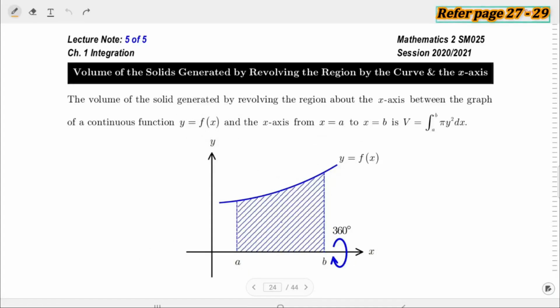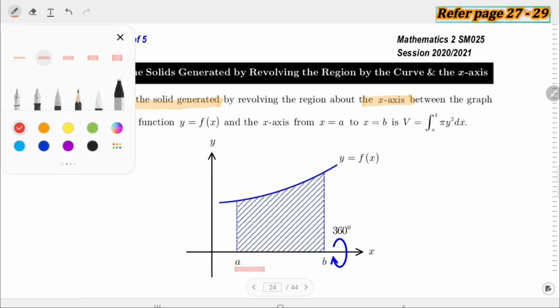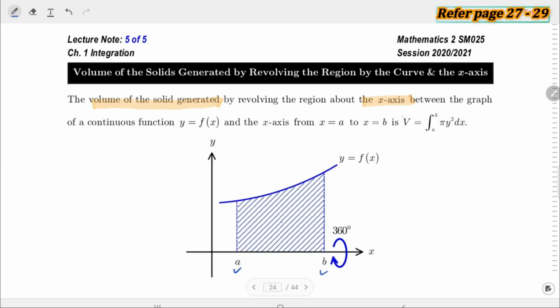Okay, now we have reached the second application of integration, which is volume. The volume of the solid generated by revolving the region about the axis, either the x-axis or y-axis, between the graph of a continuous function and the x-axis from A to B, is V equals the integral from A to B of pi y squared dx.